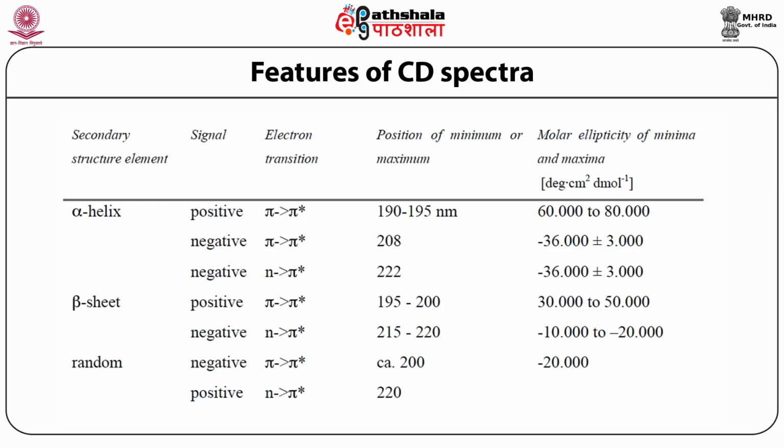For the beta sheet, the positive value indicates the pi to pi transition, and the negative value indicates the n to pi transition. The positive value lies between 195 to 200 nanometer and the negative value lies between 215 to 220 nanometer. It ranges from 30,000 to 50,000, and the negative value ranges from minus 10,000 to minus 20,000. For the random coil, the negative signal is at approximately 200 nanometer, the positive signal at 220 nanometer, and its value lies around 20,000.